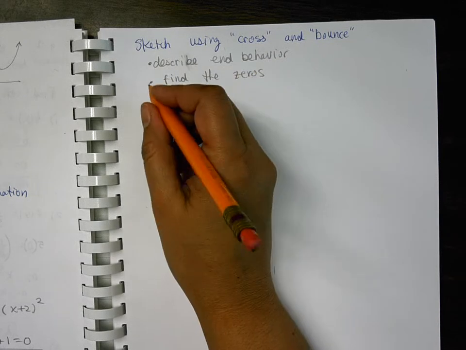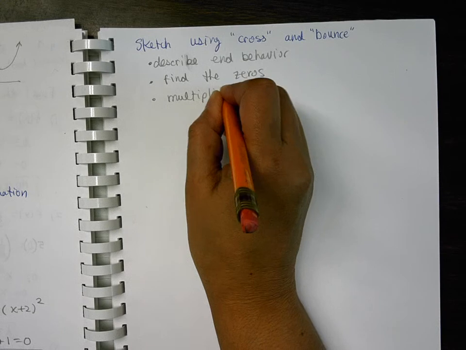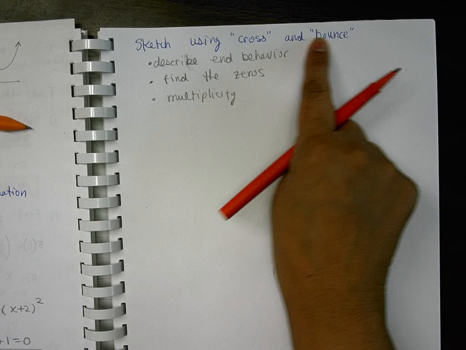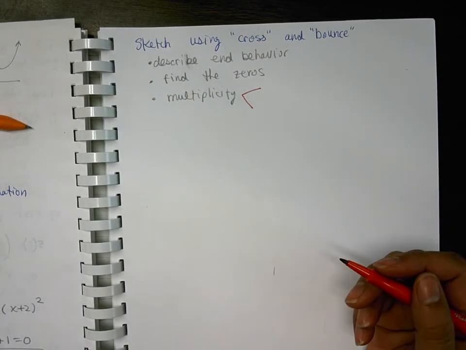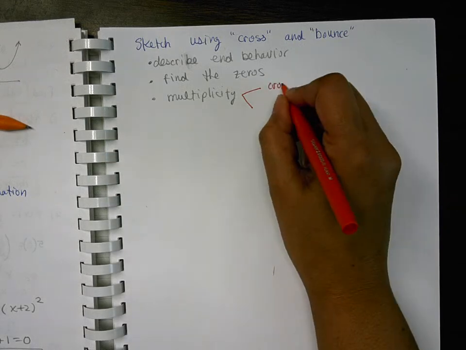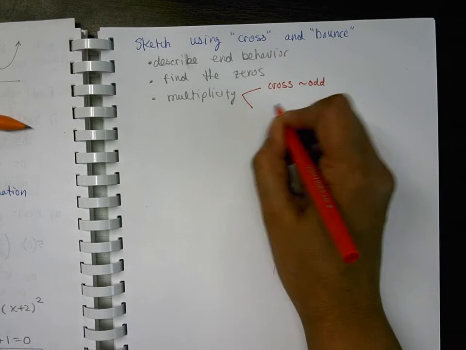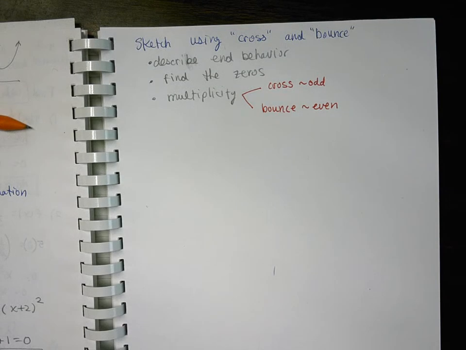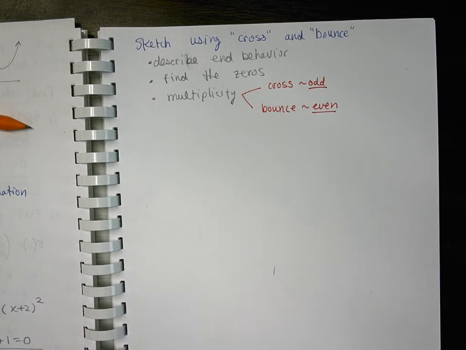Make sure you look at the multiplicity. Why do we look at the multiplicity? Because that tells us when we're going to bounce or cross. So who can remind me what's what? When do you cross? When do you bounce? You cross when it's odd, and you bounce when it is even. When your multiplicity is even, you're going to bounce. When your multiplicity is odd, you're going to cross. Got it? Is that a yes?